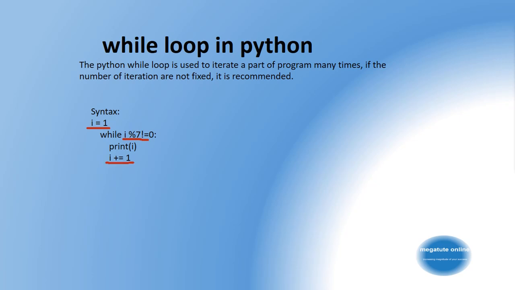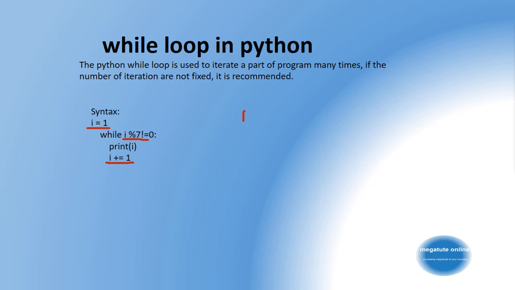So here the value of I will start from 1. Then it's going to check whether I modulus 7, modulus means the remainder operator. So it will check whether the value of I gets divided by 7. If it divides, the remainder has to be 0. But if it does not divide, then the condition becomes true. It enters the loop and prints I. So that means it's going to print 1, right? Because 1 does not divide.